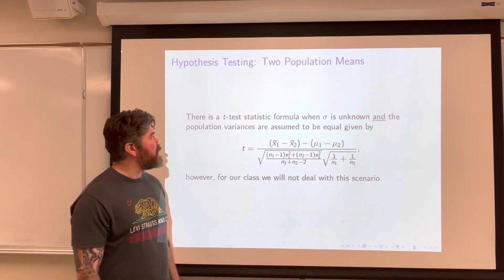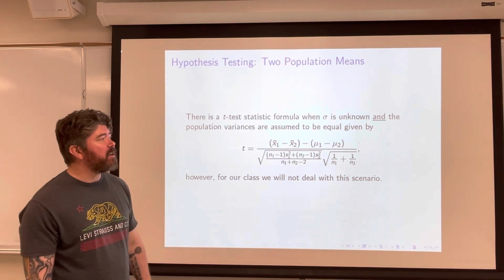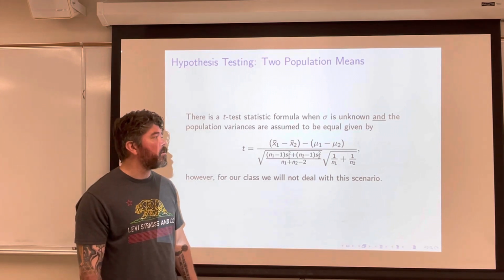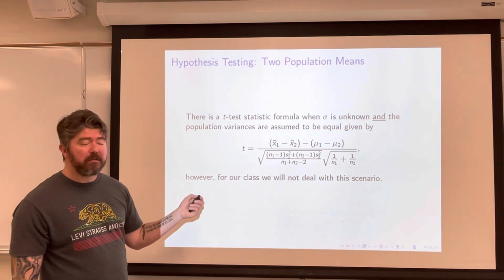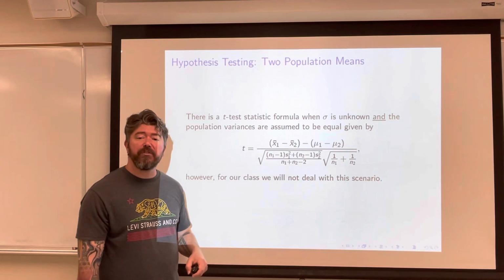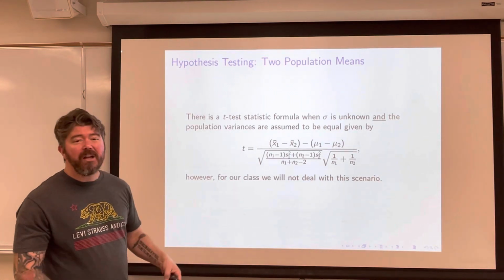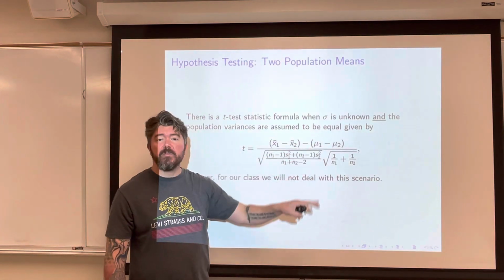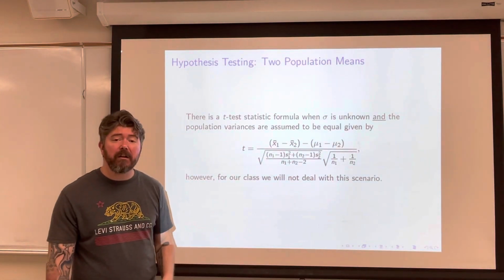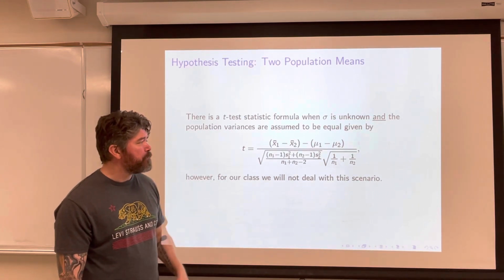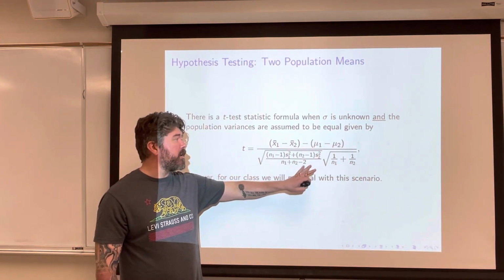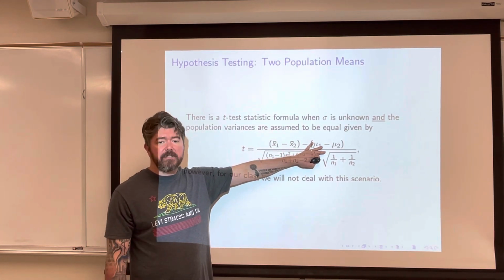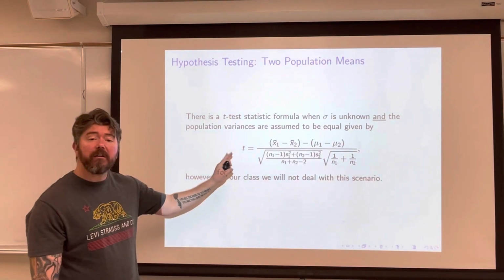There is a t-test statistic formula when sigma is unknown and the population variances are assumed to be equal, given by the following. However, for our class, we will not deal with this scenario, okay? So there's really two scenarios: where the population variances are assumed to be equal and where the population variances are assumed to be unequal. This is the nastier formula. We're going to delete this scenario for this class, again, for the sake of simplifying our criteria for this chapter.